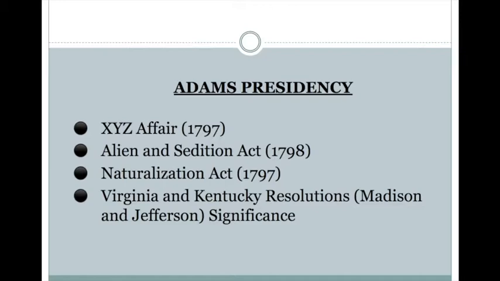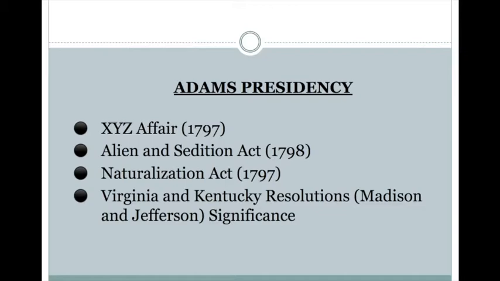As a result of this bribery scheme, the U.S. and France got into a quasi-war in 1798. Ultimately, Adams made peace. The XYZ Affair led to the Naturalization Act. And the Naturalization Act extended the residency requirement for immigrants to obtain American citizenship from 5 to 14 years. So it made us wary of foreigners. It made us wary of immigrants.